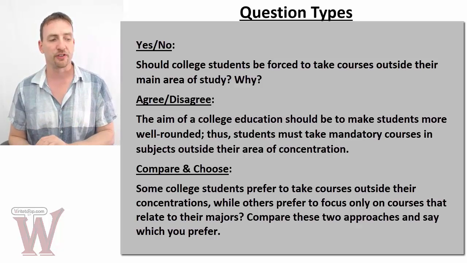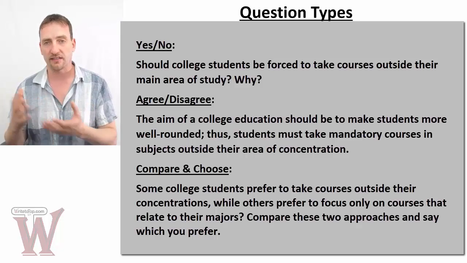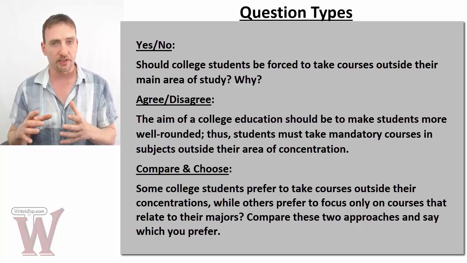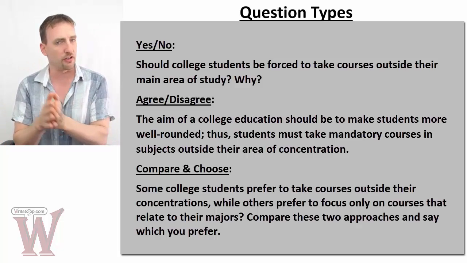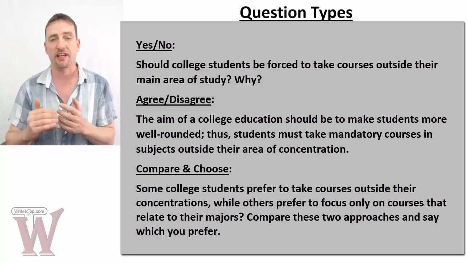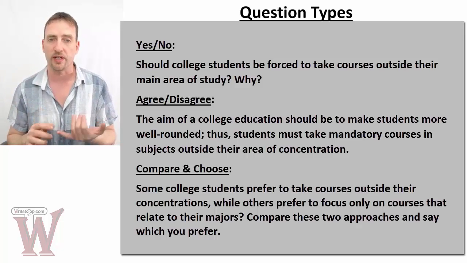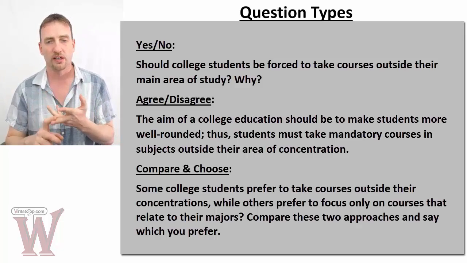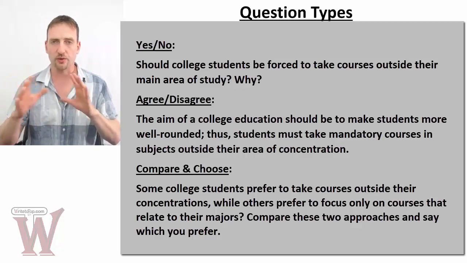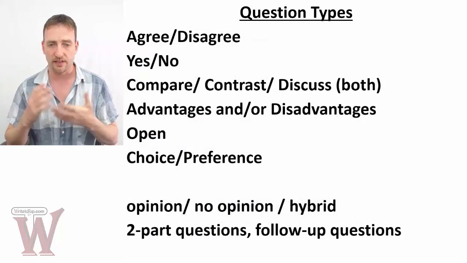Some college students prefer to take courses outside their concentrations, while others prefer to focus only on courses that relate to their majors. Compare these two approaches and say which you prefer. Then compare, contrast, and preference, right? So same topic, it's all about courses in your major and courses outside your major, presented in three different ways. Agree, disagree, yes, no, compare, and choose. So make sure you do that with a bunch of your subtopics as well.